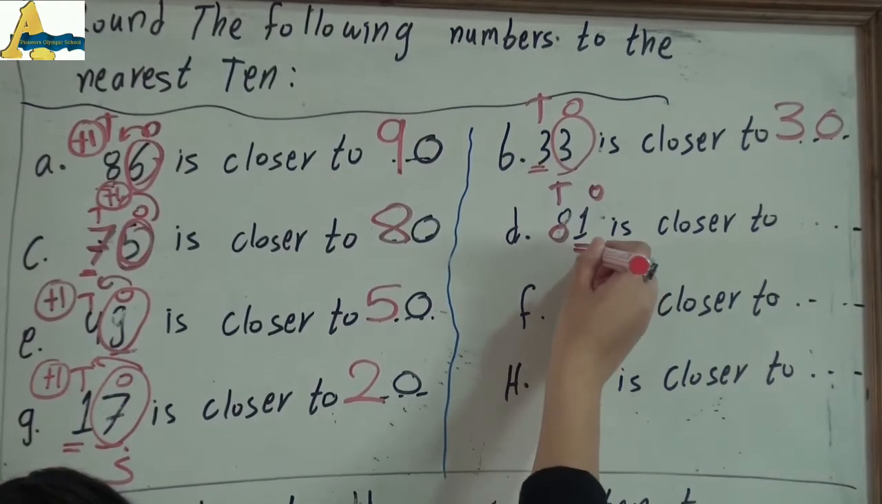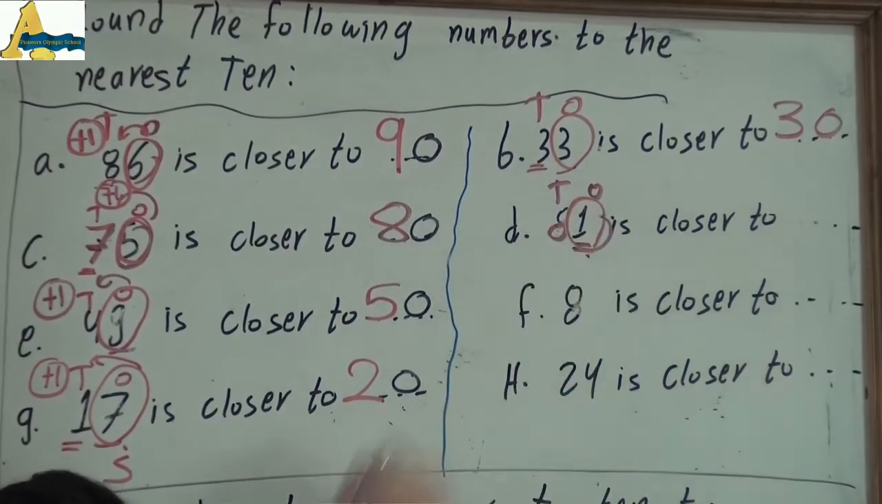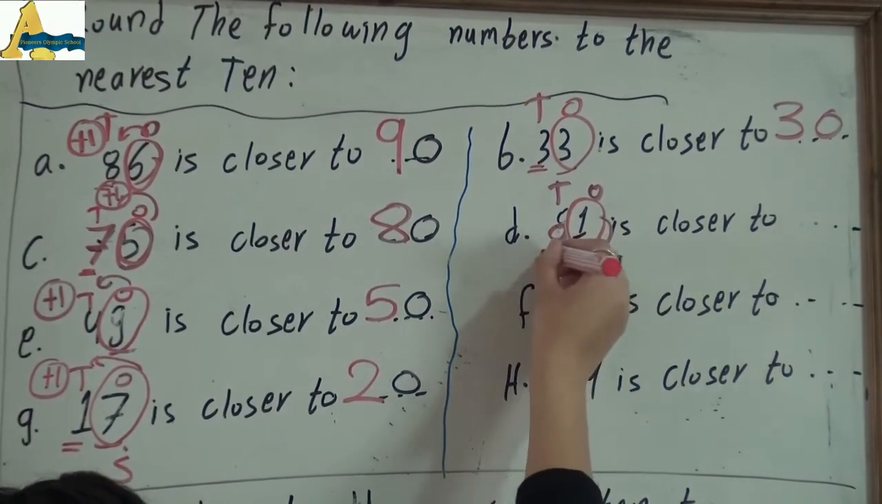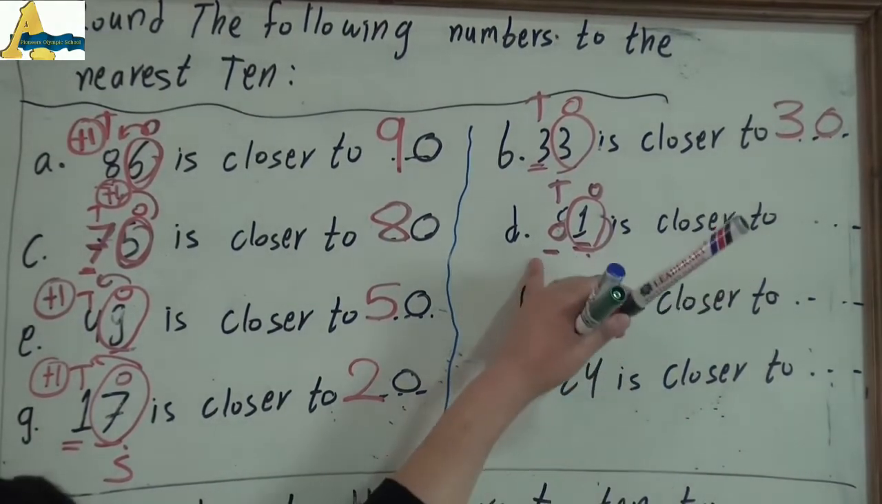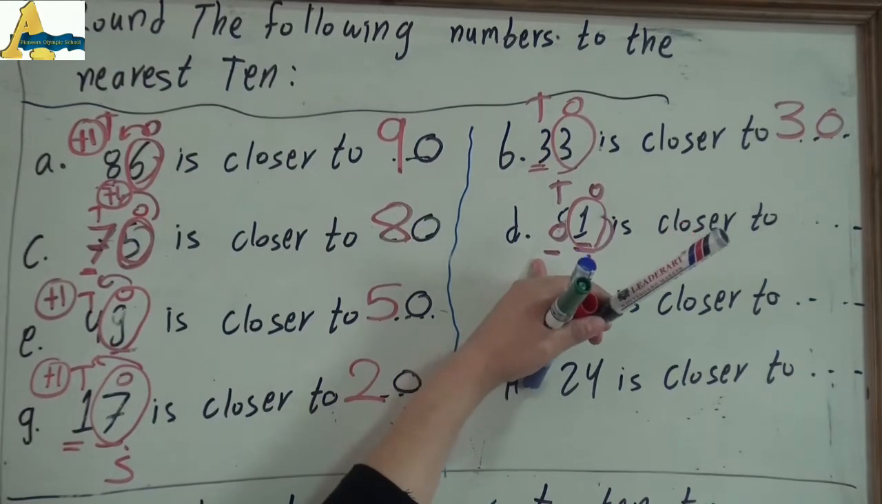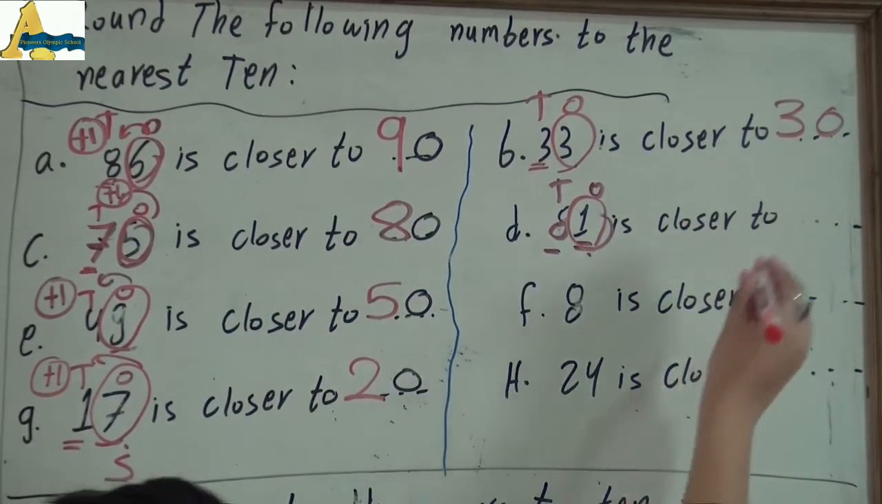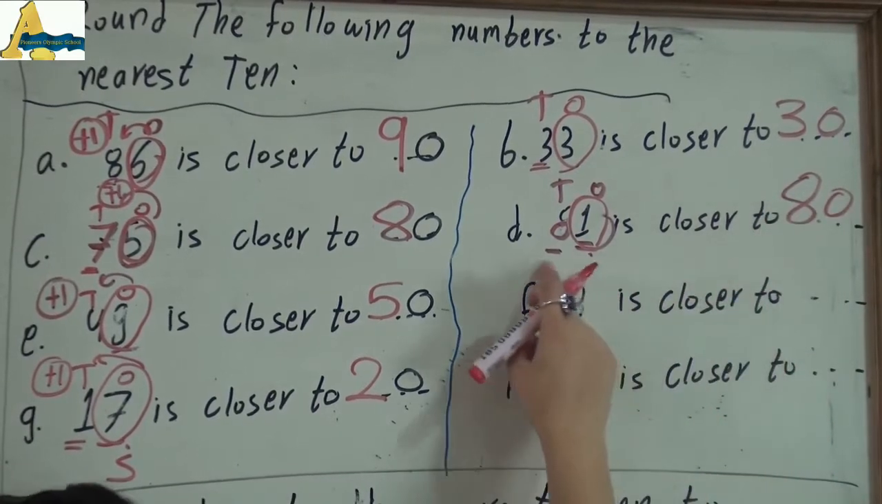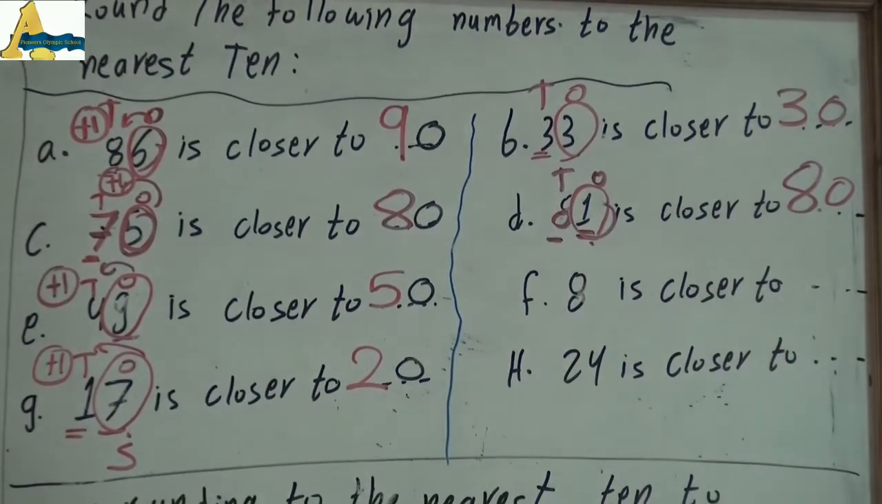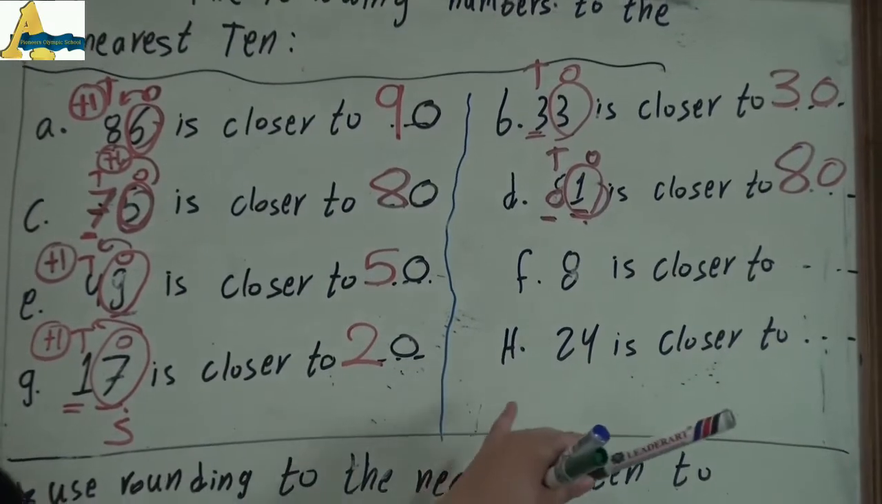Next, number 81. The 1 here is weak. So 81 is between 80 and 90. If the number here is weak, am I going to change the 8? No, because it's weak. It will remain as it is. And the 1 will change into 0. This means 81 rounds down to 80, not round up.